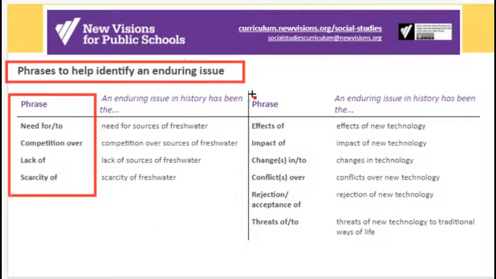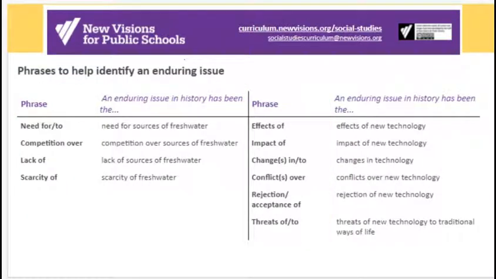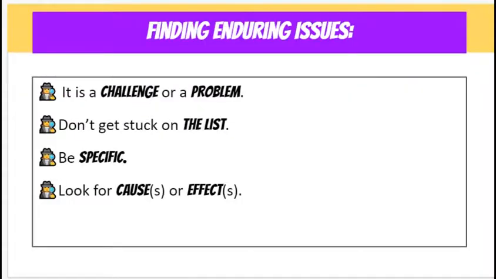Okay. Then the more phrases are effects, impact, changes, conflict, rejection, threat. Now, obviously, your teacher is going to practice with you, and these are examples with technology. But this is language you might want to get yourself used to when you see this language in a source. That might help you identify an issue. So if you see those kind of words in a source, that might help you go back to the challenge or problem that's specific, and you're looking for cause and effect.